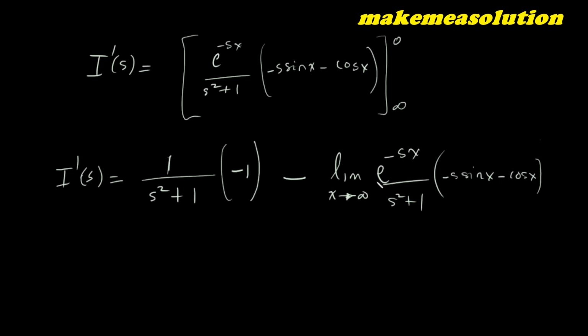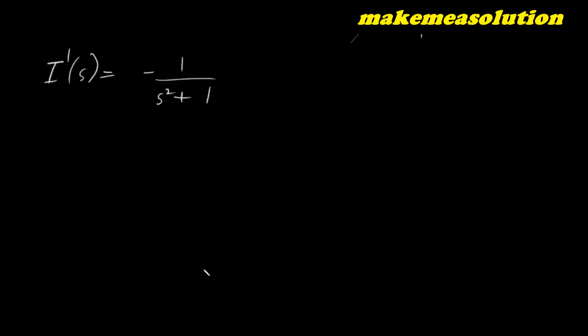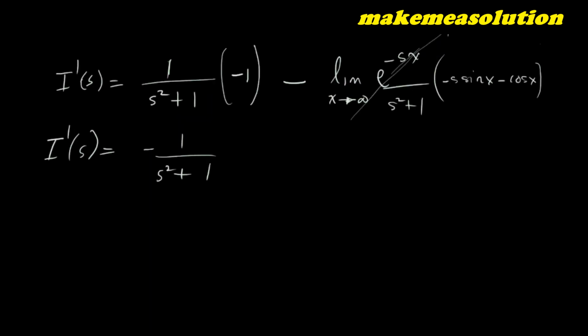And of course, this limit is going to cause this term to go to 0. Why is it going to go to 0? Because when you plug in infinity into this exponential, x becomes infinity, and exponential minus infinity goes to 0. So whatever the outcome of the other term, because this term approaches 0, this whole limit is going to be 0. And then our I prime of s is just minus 1 all over s squared plus 1 at the end of the day, because this term goes to 0.